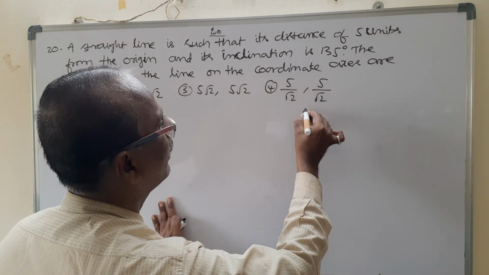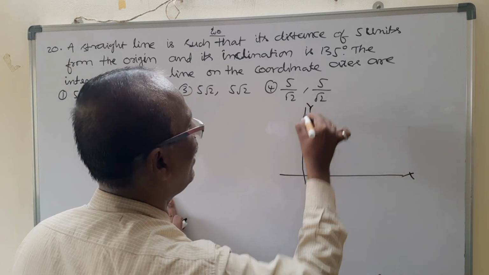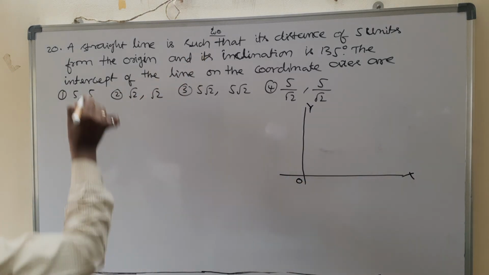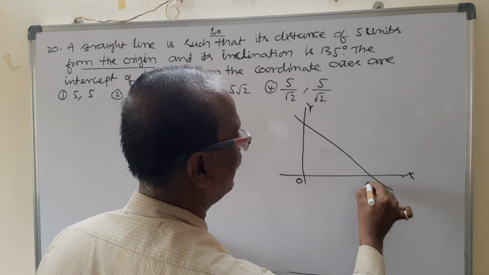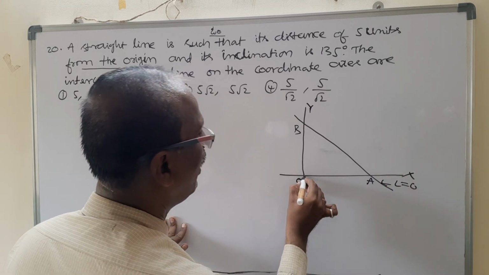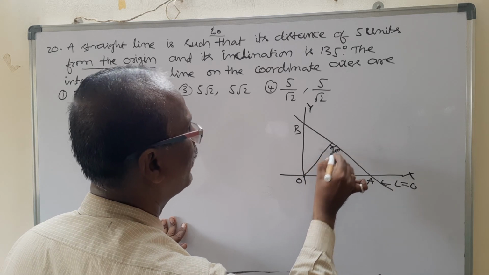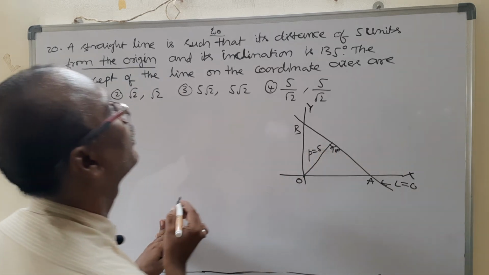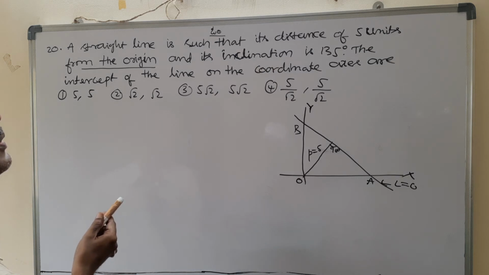Here, to observe the diagram, this is the x-axis, y-axis, and this is the origin. A straight line is such that its distance is 5 units from the origin. This is one straight line, AB, L equal to 0. From the origin to this straight line, the distance line is always perpendicular. This distance is 5, represented by P. P equal to 5. And its inclination is 135 degrees.